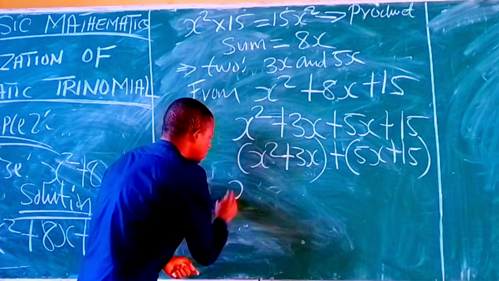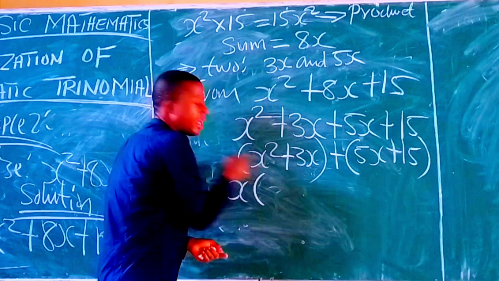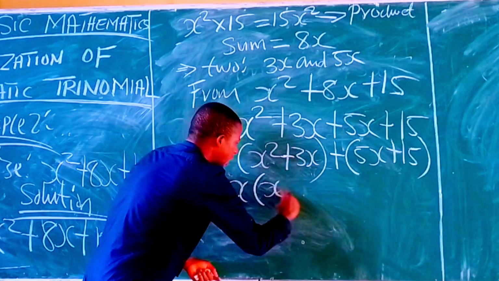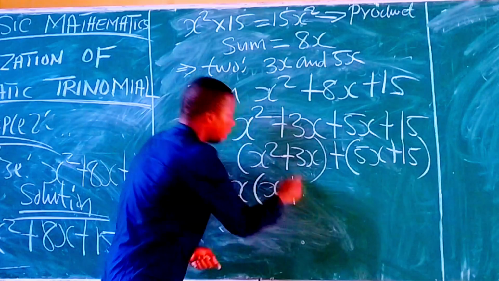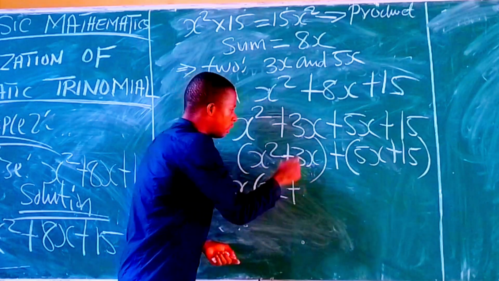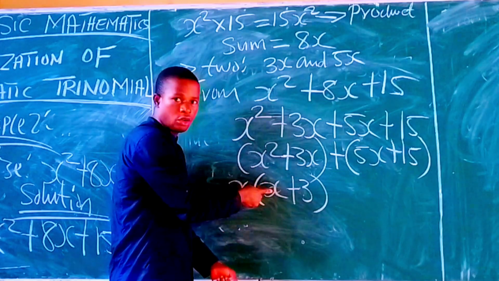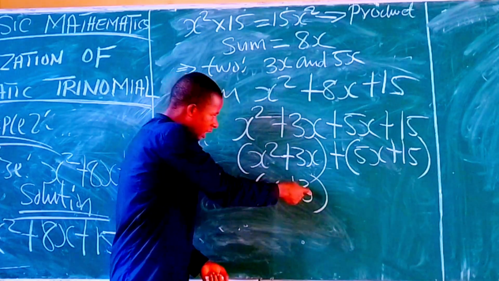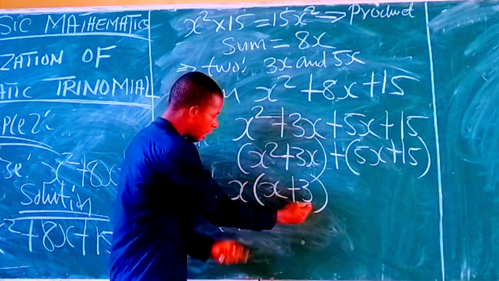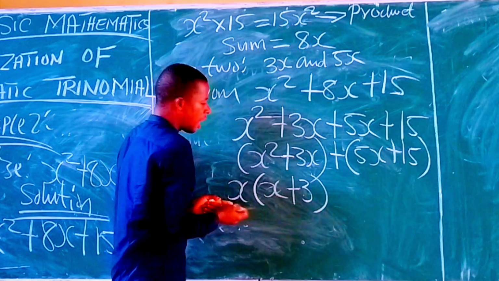So you have x bracket. If you remove one x from here, you will be left with x, right? Plus, if you remove one x here, you will be left with 3, right? You close the bracket. Because x times x is going to give us x squared. x times 3 is going to give us what? 3x, right? That's why we have already factored out this one here.